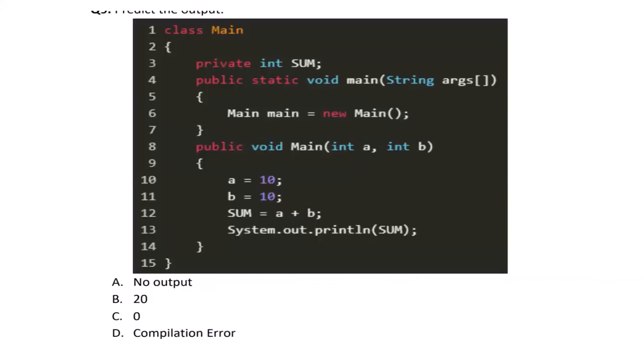Okay, so we have this question. It is important because private in sum is declared here, and we have public static void main written here. Public void main is also written here, and public static void main is also here. So in this case, the control will come only to the static main, and control will not come here. Since control will not come here, a equals 10 and b equals 10 are of no value, no sum will be done and no printing will be done. So the correct output would be no output for this question, because control will never come to this part.